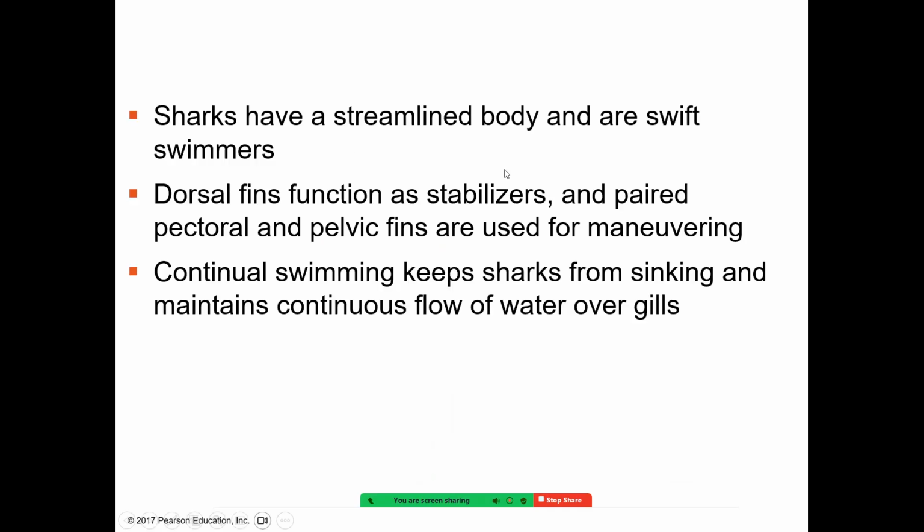Sharks, we know, are very similar in body style to dolphins and other larger mammals, like some particular whales. But sharks, remember, are not closely related to mammals. They're more closely related to fish. They have a very streamlined body and they're very fast swimmers. They have dorsal fins that function as stabilizers and paired pectoral and pelvic fins that are used for maneuvering and directional movement.